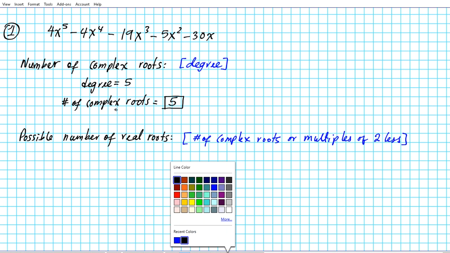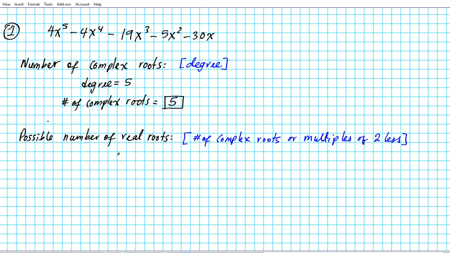So in this scenario, we already determined that the number of complex roots is 5. So the possible number of real roots is going to be either 5, which is the number of complex roots, or multiples of 2 less. So first multiple of 2 is 2, so 5 minus 2 is 3. We can still subtract 2 from this, so 3 minus 2 is 1, and that's all that there is. So the possible number of real roots is your number of complex roots, which is 5, or multiples of 2 less, or just count down by 2. Okay, 5, 3, and then you subtract another 2, 1. You can't go into the negative realm. It has to be a whole number. Okay, so there goes the answer to the second part.